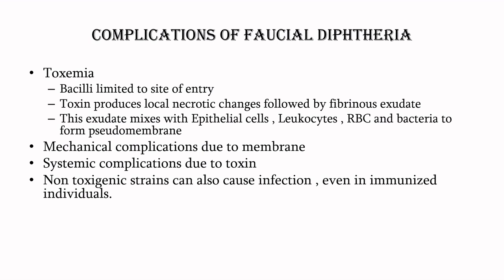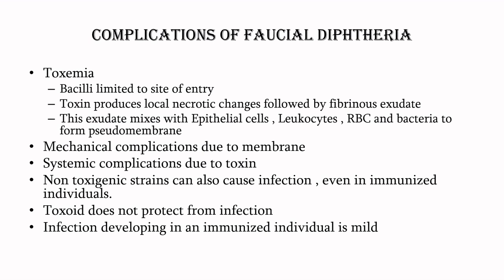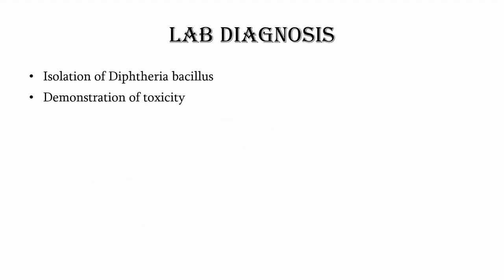Now, the non-toxinic strains can also produce some infection, but generally an immunized patient does not give rise to a proper clinical picture, and the toxoid will not completely prevent the infections. It will just avoid the side effects or complications of the infection. Generally, whenever the person is immunized, the infection is very mild, and this passes off as another infection and does not really go into a proper full-blown diphtheria.